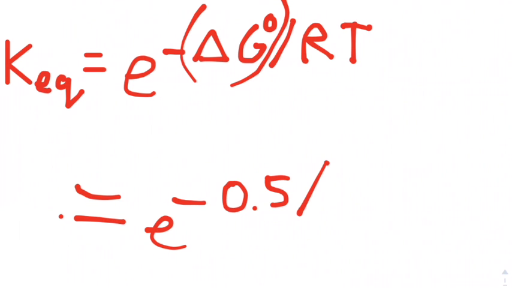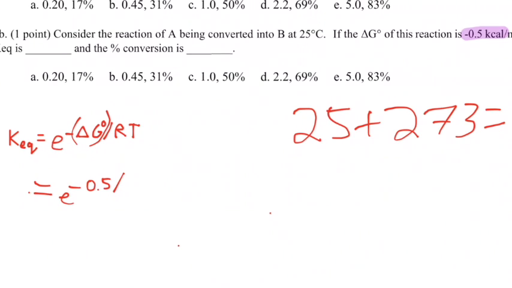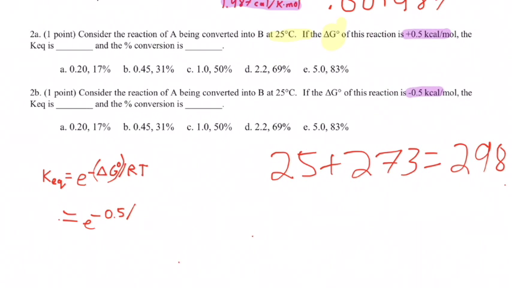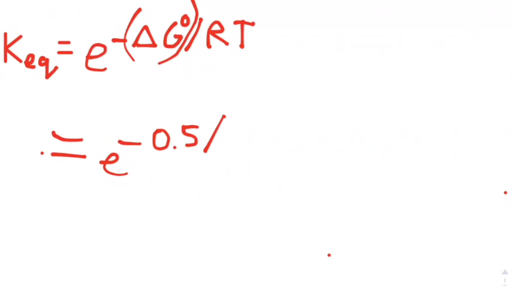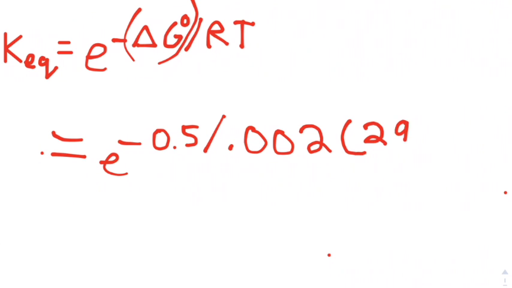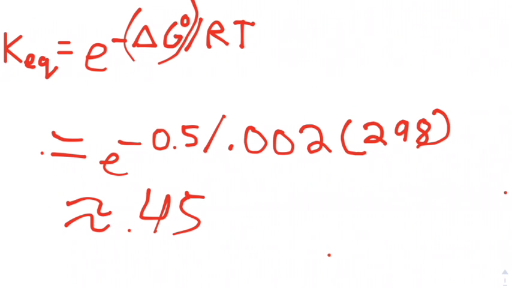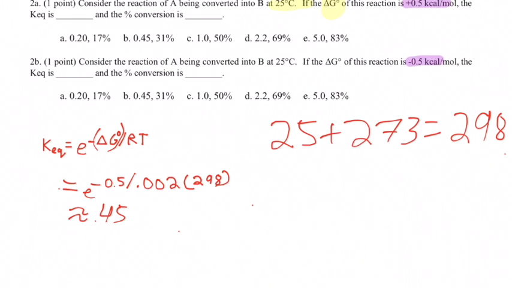R is the number we calculated. We had to convert. That was a very small decimal, 0.00198. I'll round that to 0.002. And our temperature was, the Kelvin we calculated, 298. Now you plug that into your calculator. I usually get something about 0.45. Sometimes I get 0.43. But the point is, it's the closest to B, which is our answer.